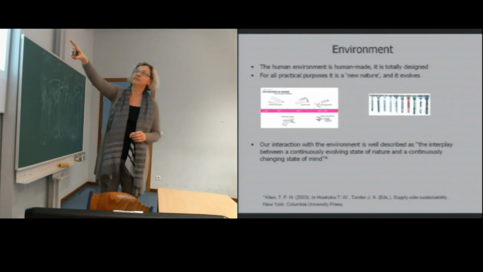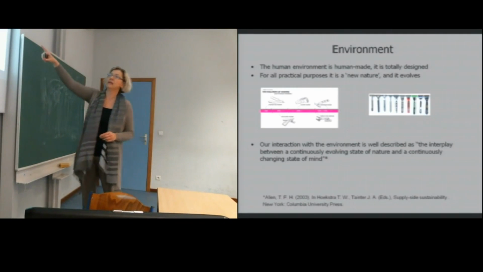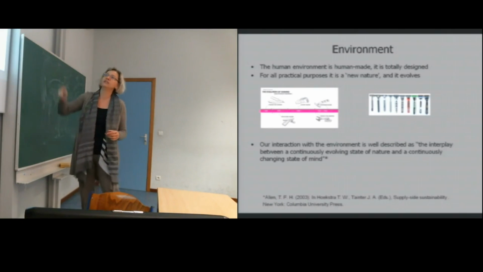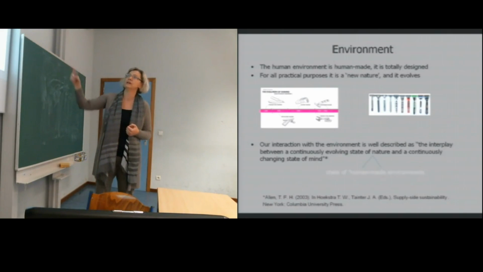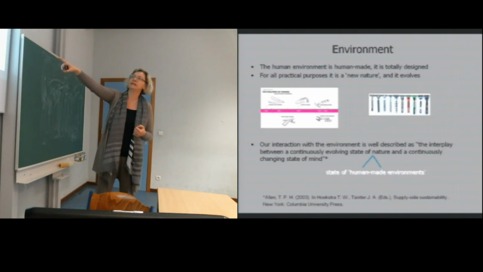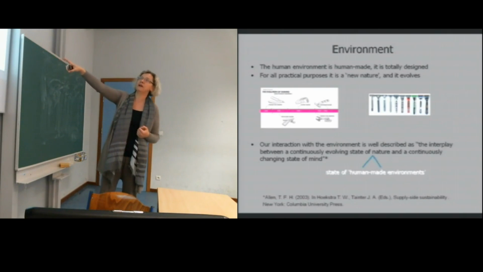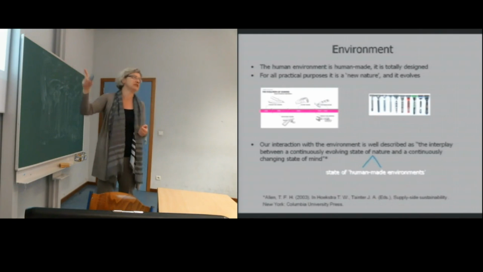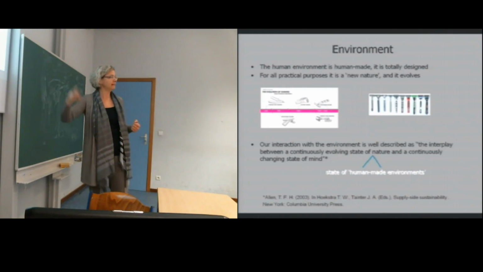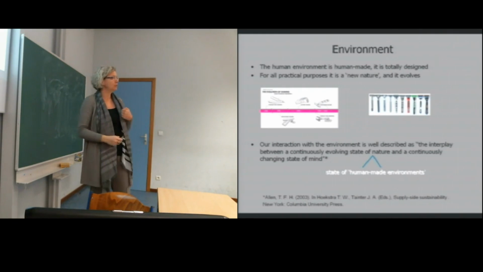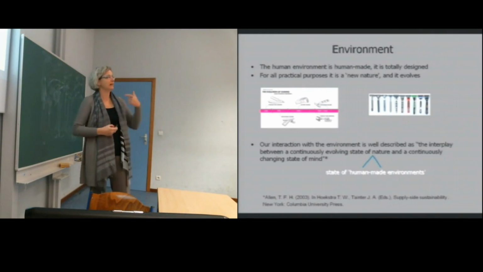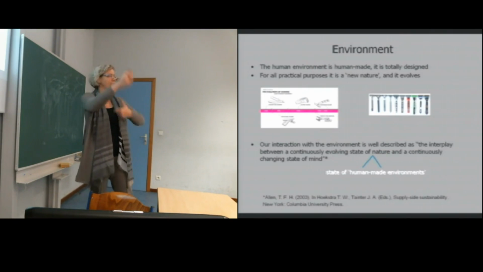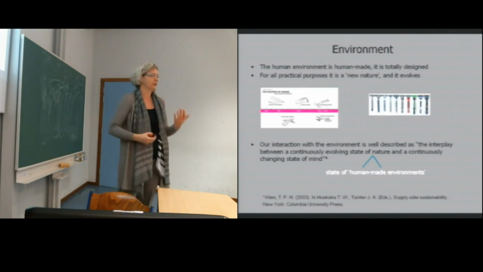So the kind of interaction with the environment can be described as the interplay between a continuously evolving state of nature, where I would replace it with state of human-made environments, and a continuously changing state of mind. Like in the case of shaving, the tool allows me to re-describe myself, and then the next tool emerges, and it's a kind of continuous loop.